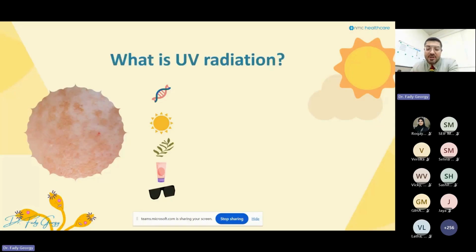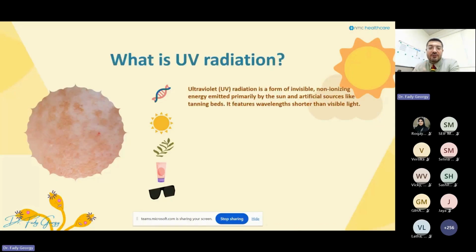What is UV radiation? As we mentioned, UV stands for ultraviolet. Ultraviolet radiation is a form of invisible, non-ionizing energy that is emitted primarily by the sun and sometimes artificial sources like tanning beds. Ultraviolet radiation features wavelengths shorter than visible light. Usually visible light runs from 400 to 700 nanometers. Ultraviolet light is categorized into ultraviolet light C, ultraviolet light B, and ultraviolet light A.